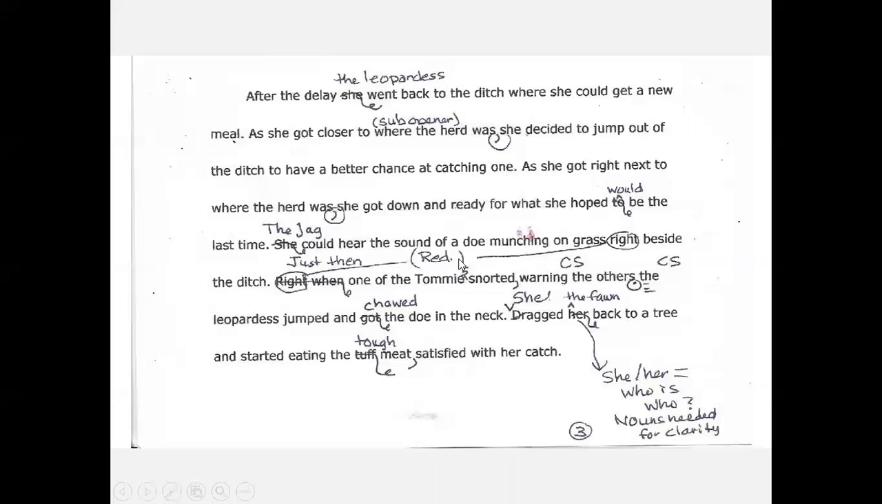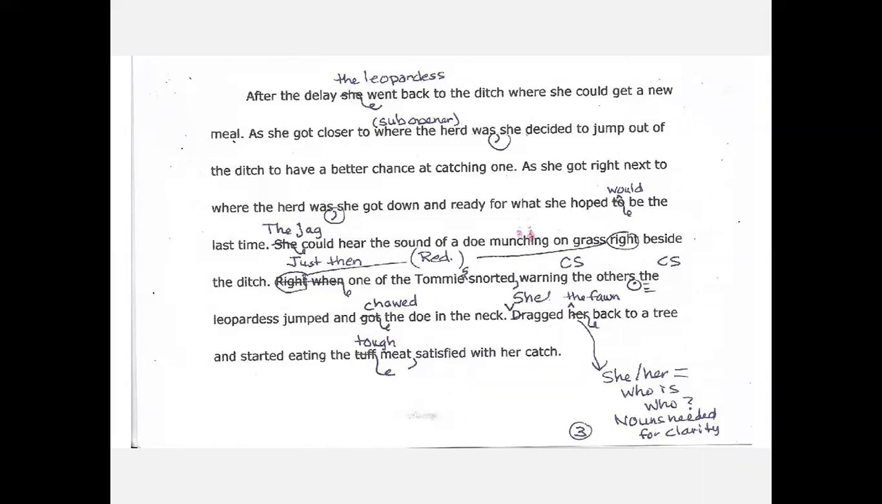Okay, then we have some red. If you remember my secret coding, RED means redundancy. And normally writing "right" in the same paragraph wouldn't be an issue, except it's really near each other. So munching on grass right beside the ditch, right when one of the Tommies snorted. Okay, so that makes it sound redundant because it's literally 4 words away from each other. One of the Tommies snorted, comma, warning the others. And yeah, she has just then one of the Tommies snorted, warning the others. Yep, and that's a run-on, right? So we need a period, capital T.